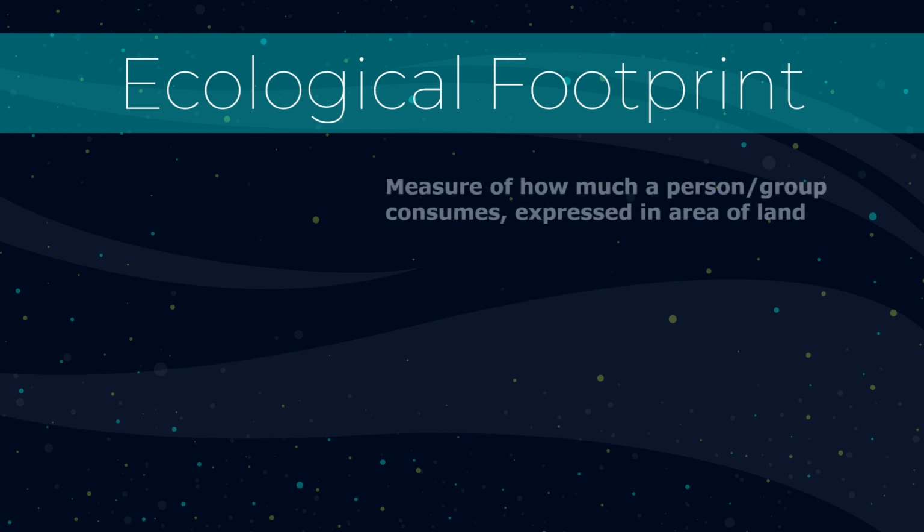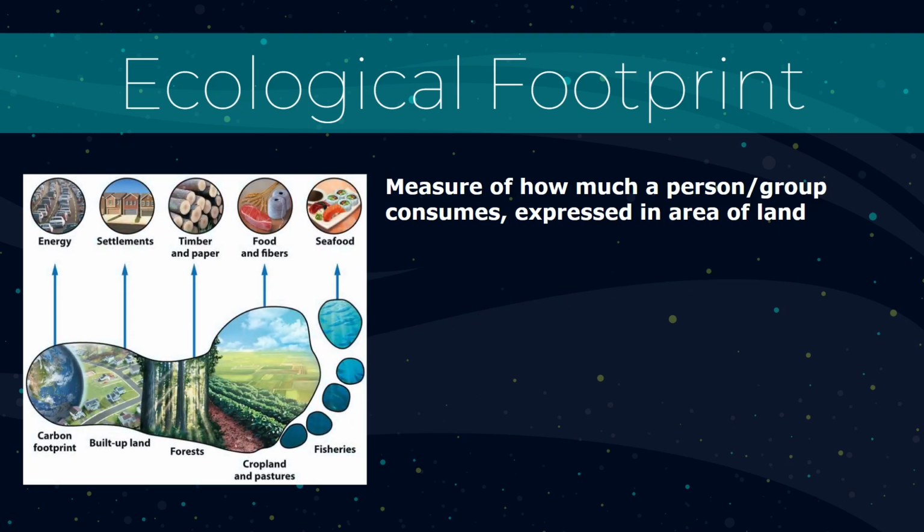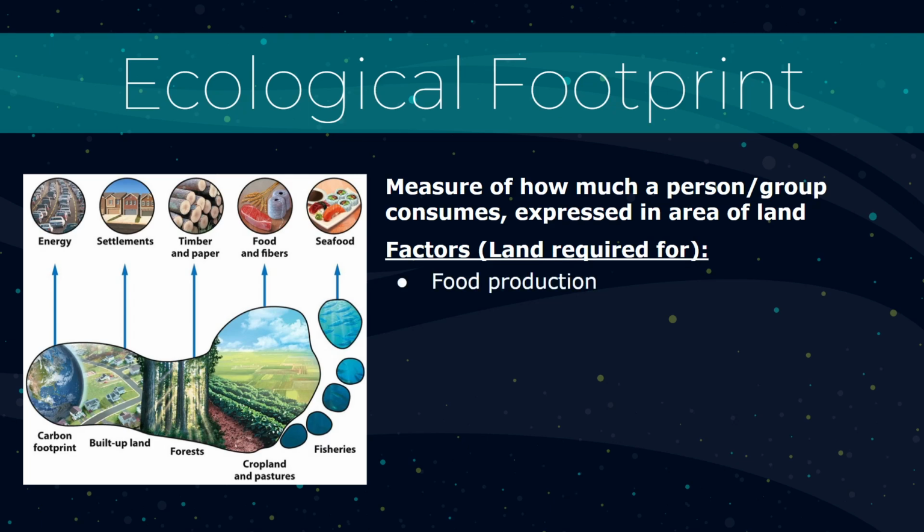An ecological footprint is the measure of how much a group or person consumes expressed in an area of land. If we take a look at this image here, it's a nice graphic that we can refer to as we run through the factors. The factors are going to include land that's required for food production, or how much land is required to grow all of the food that you eat. The raw materials you use, so the clothes you wear, the car you drive, the house you live in, all of those come from raw materials that require land to be harvested and then turned into new products.